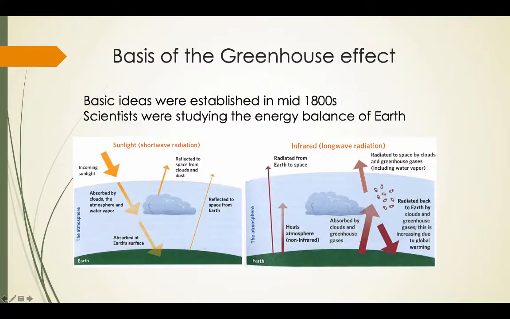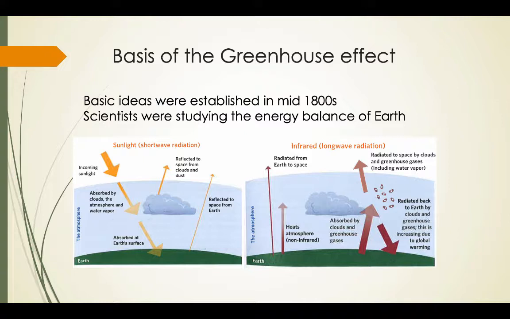I also want to give you a brief primer on the basis of the greenhouse effect. The basic ideas were established in the mid-1800s when scientists were studying the energy balance of the Earth. So there are two processes happening here. The first is the absorption of shortwave radiation from sunlight. The incoming sunlight is absorbed by clouds, atmosphere, and the Earth's surface. Some is reflected to space, but a lot is absorbed.